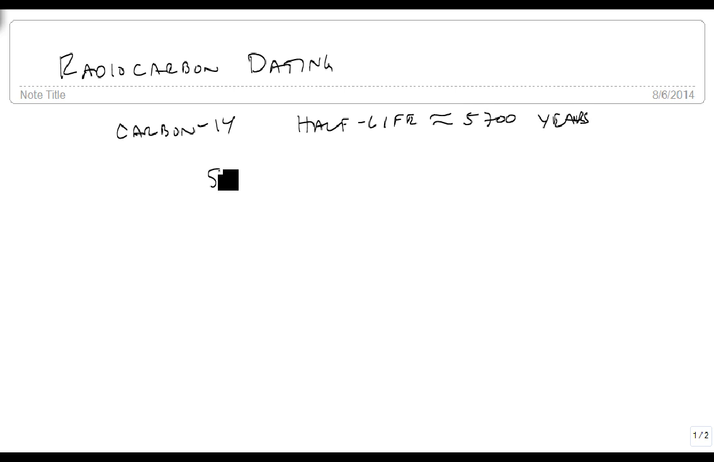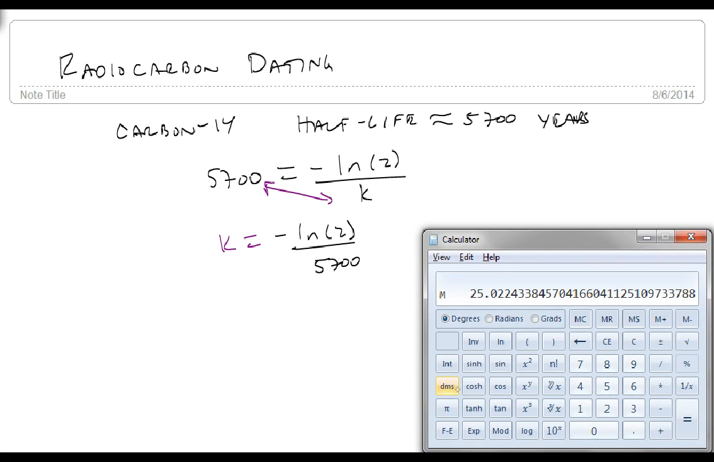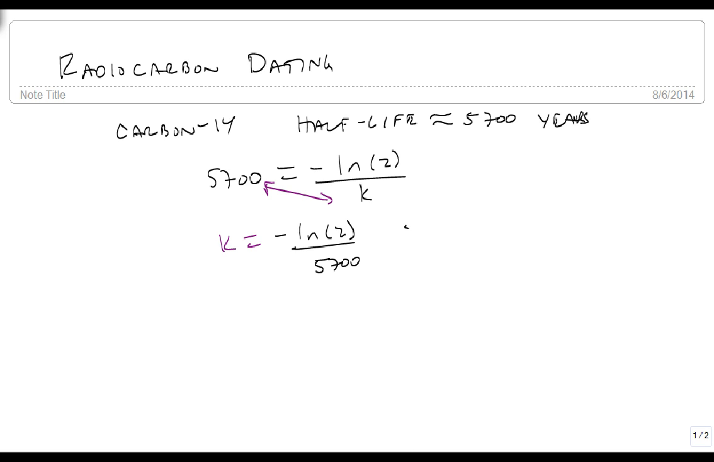So the first thing we're going to do is find a k value. So 5,700 equals minus the natural log of 2 over k. Let's just swap places here. This means k is equal to minus the natural log of 2 over 5,700. So we get out our calculator, clear it all the way out, and do 2 natural log, negative, divided by 5,700, and that gives us this number, 0.0001216, but I'm just going to store this in the calculator for later.